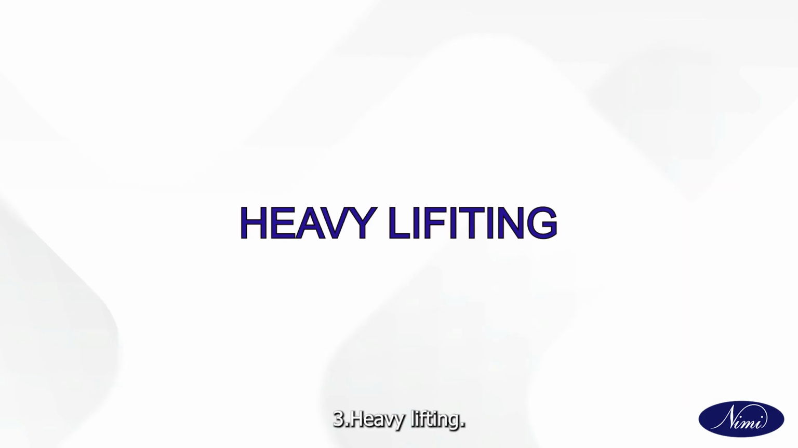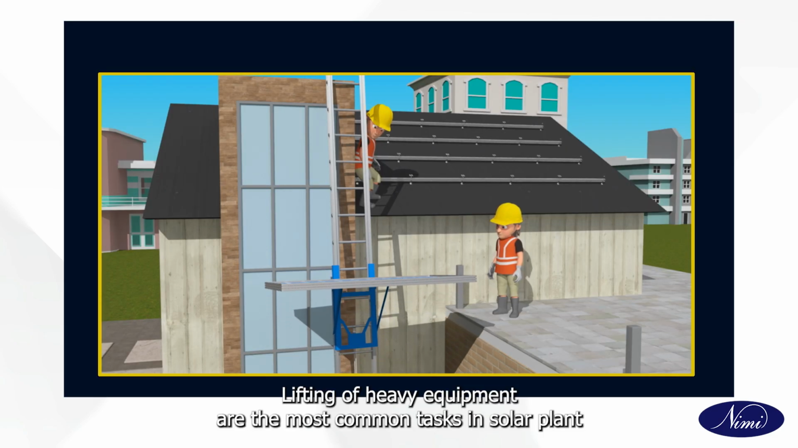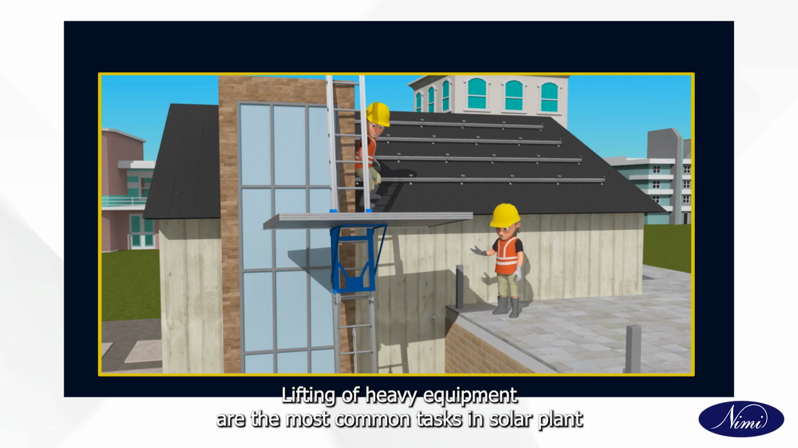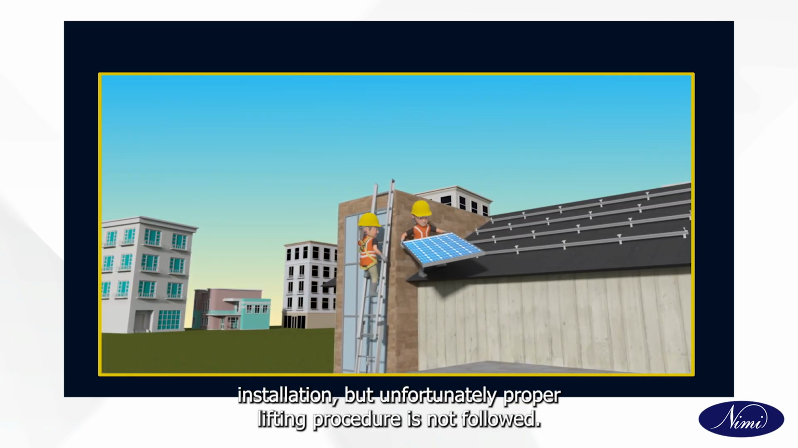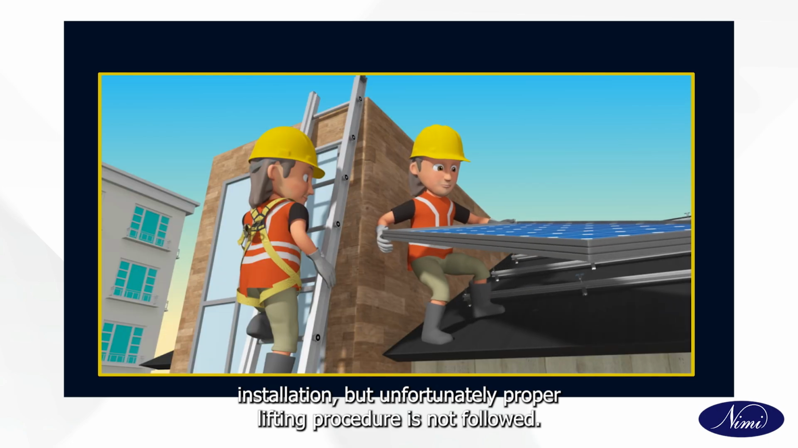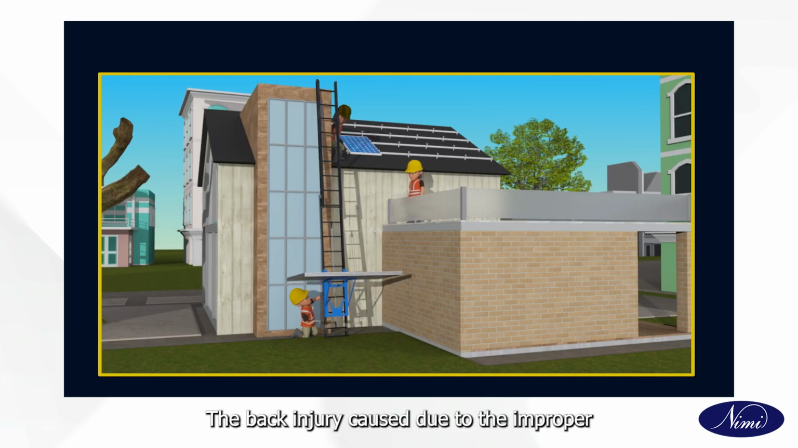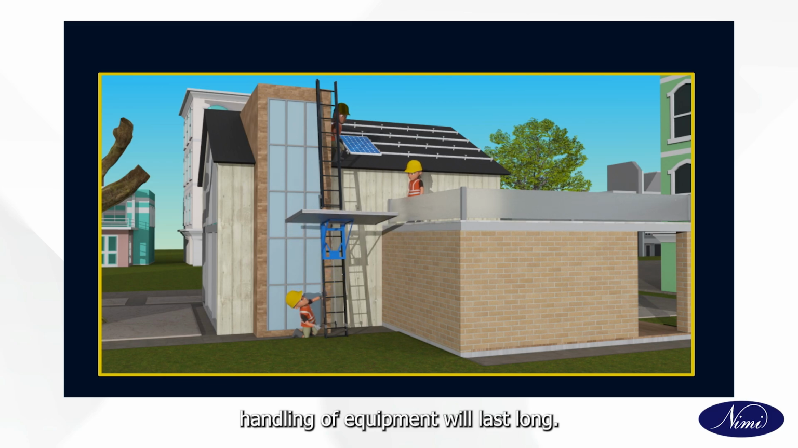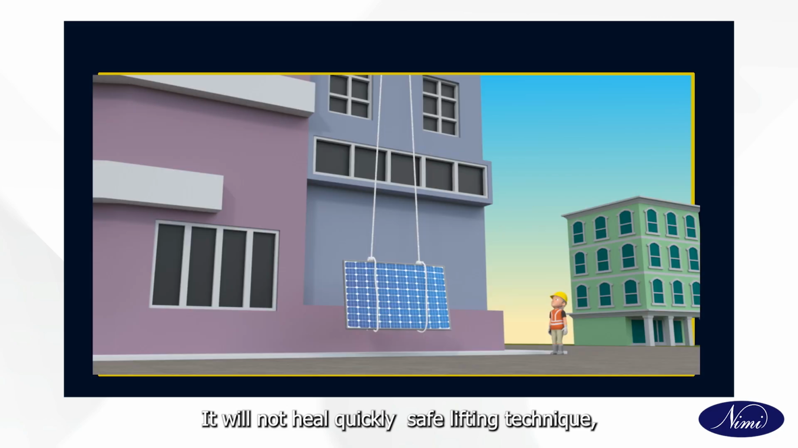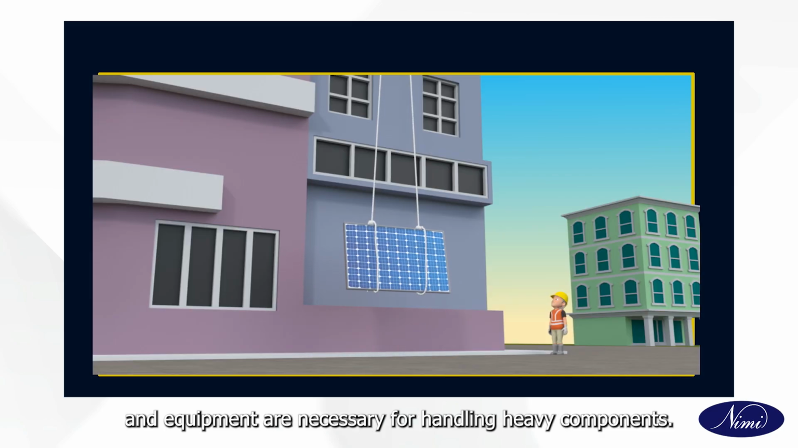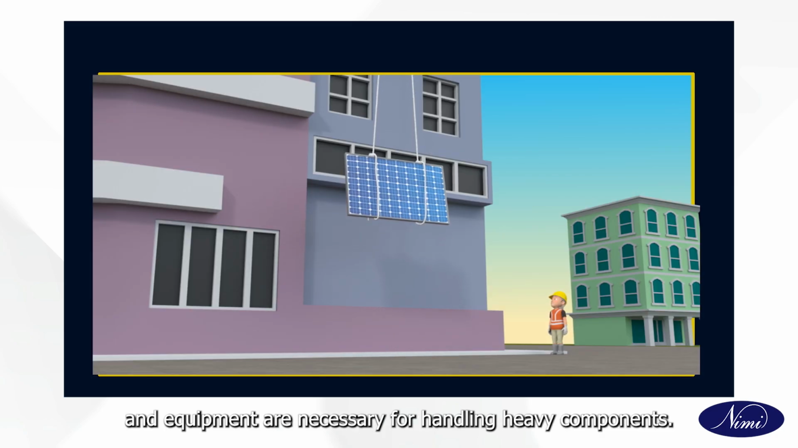Third one is heavy lifting. Lifting of heavy equipment is the most common task in a solar plant installation. But unfortunately, proper lifting procedure is not followed. The back injury caused by improper handling of equipment will last long. It will not heal quickly. Safe lifting techniques and equipment are necessary for handling heavy components.